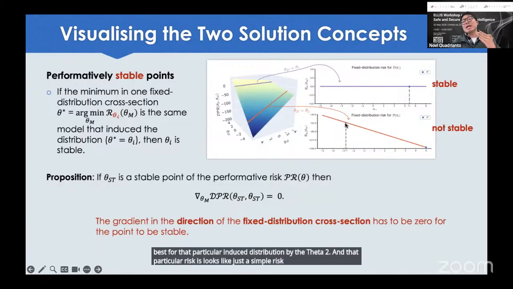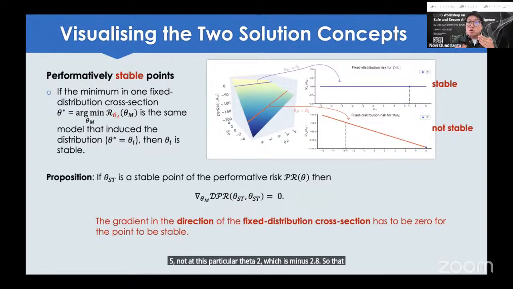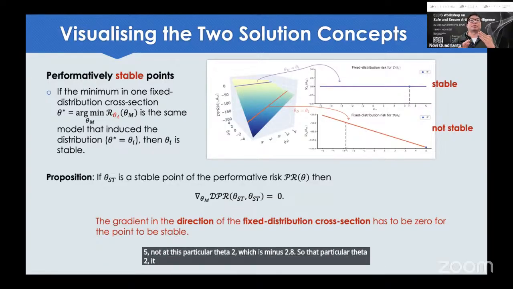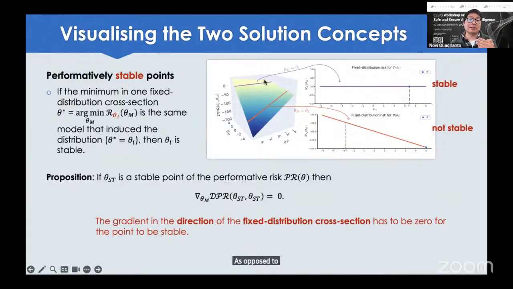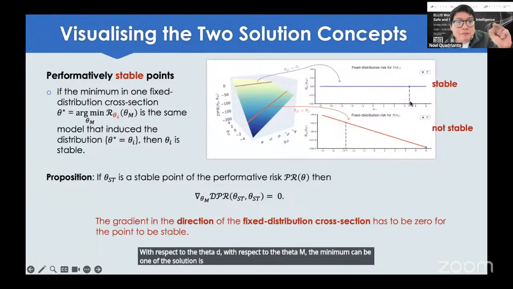But you know that the minimum point is actually at 5, not at this particular theta 2, which is minus 2.8. So that particular theta 2 is not a stable point. As opposed to theta d at theta 1: when you optimize theta d with respect to theta m, the minimum can be one of the solutions at theta 1 itself.